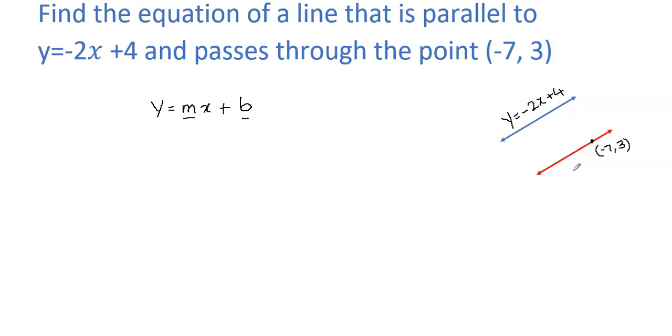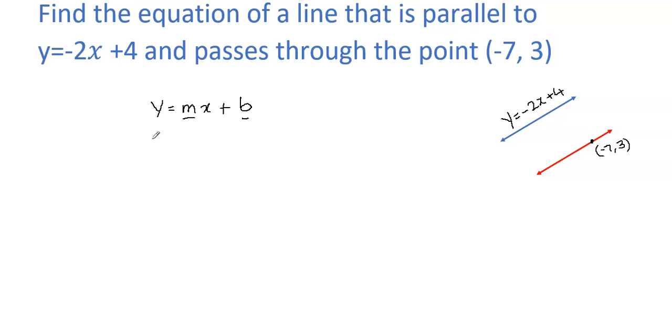What do we mean by parallel lines? Well, they never meet each other. They have the same rate of change, which is why they never meet at any point, and that's why they have the same slope. So if I can find the slope of this line, automatically I'll know the slope of this line, because parallel lines have the same slope. So I'm going to find the slope of this line.